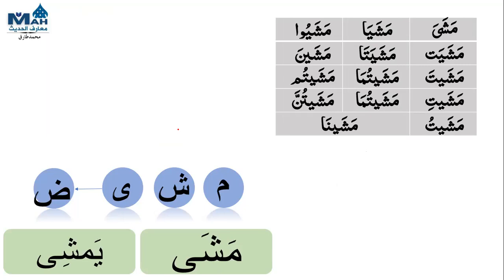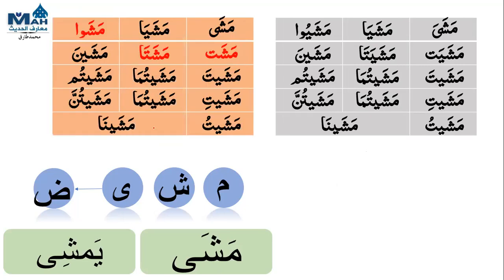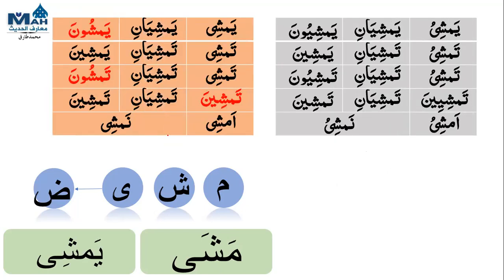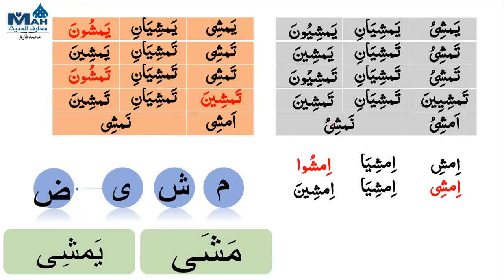Okay, I shall read. Thank you. Read after change. Masha, mashaya, mashau, mashat, mashata, mashaina, mashit, mashituma, mashitum, mashiti, mashituma, mashitunna, mashit, mashina. Very good. In mudare: yamshi, yamshiyani, yamshuna, tamshi, tamshiyani, yamshina, tamshi, tamshiyani, tamshuna, tamshina, tamshiyani, tamshina, amshi, namshi. Okay, good. And amr: imshi, imshiya, imshu, it means to walk. Imshi, okay, let's go. Imshi, imshiya, imshu, imshi, imshiya, imshina.